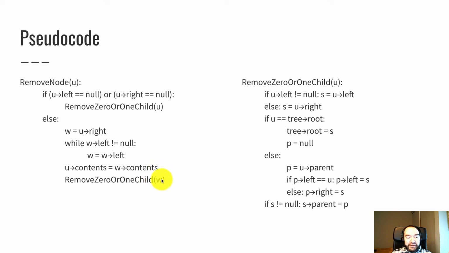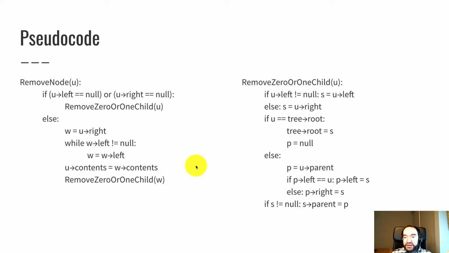So the successor node needs to be deleted out of the tree. By definition, you can see here that w is a successor, so it does not have a left child pointer. This loop keeps going as long as w does have a non-null left child pointer. So when the loop terminates, we know that w's left child pointer is certainly null, so therefore w definitely has 0 or 1 children, and the remove 0 or 1 child helper function can delete w out of the tree.